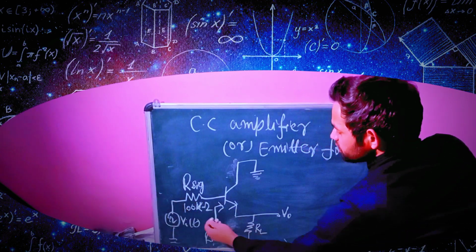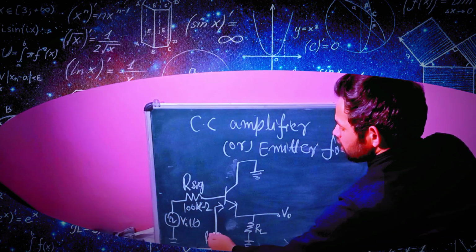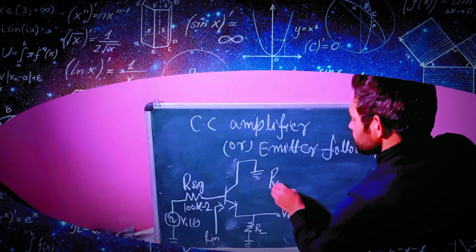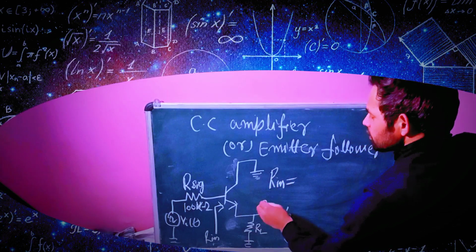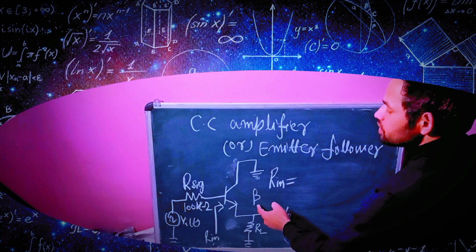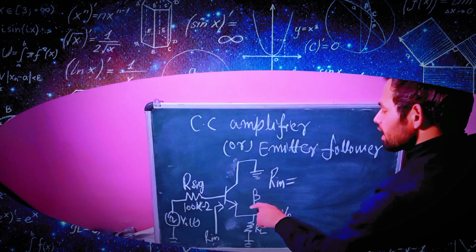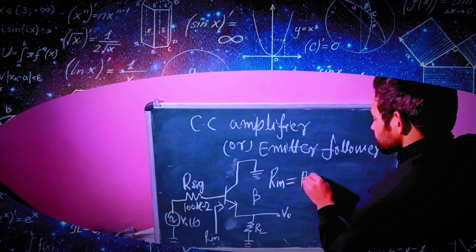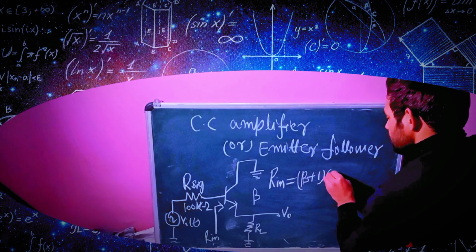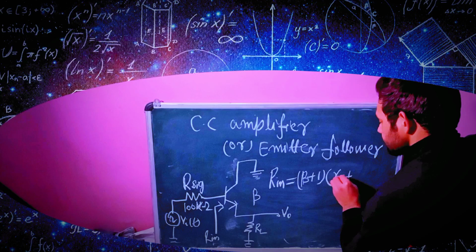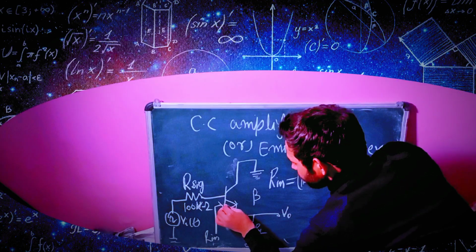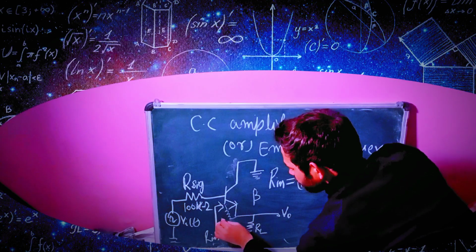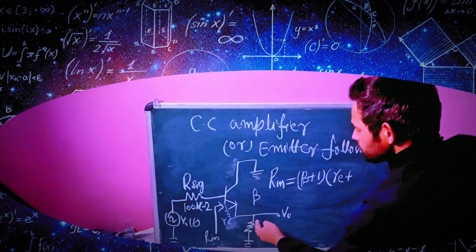Okay, this is input resistance. How much input resistance is there? If you see here, Rin is equal to, let's say current gain is beta, which is the current gain of the common emitter amplifier. Rin is equal to what? Rin is equal to (beta plus 1) into Re, this resistance. From here, this is my Re resistance, Re plus RL.